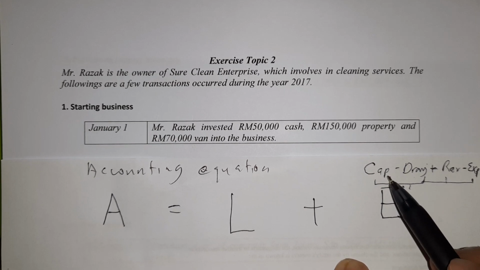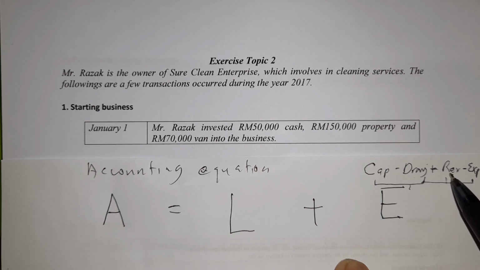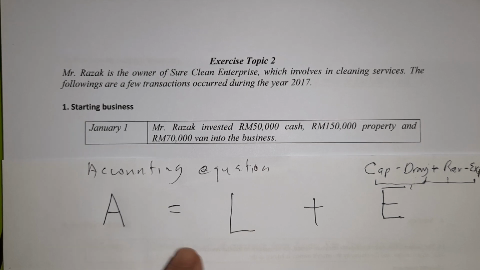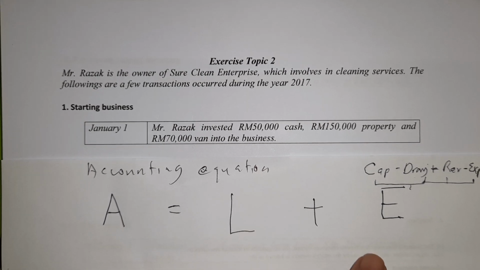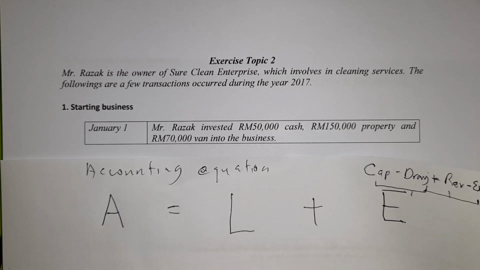When you put something into the business, it is called capital. When you take something from the business, it is a drawing. When your business sells something or provides services, you will get revenue. And when your business operates, you have to pay expenses like salaries, utilities, rentals, etc. Okay, so the accounting equation is asset always equal to liability plus equity. So that is about the accounting equation.